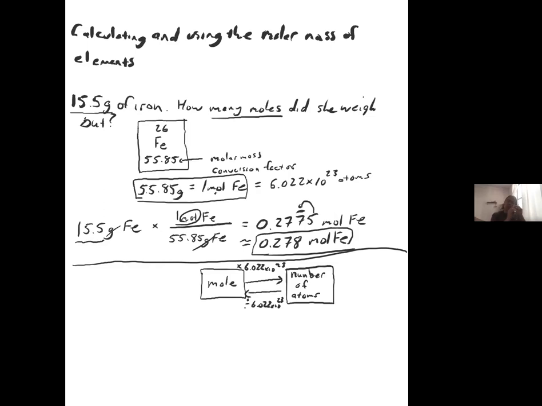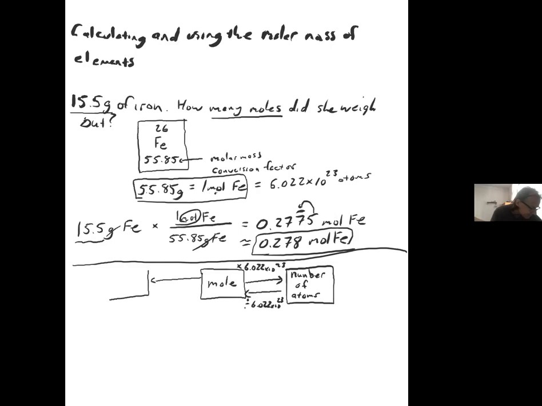But more commonly, the day in and day out life of a chemist or a biologist is really about figuring out how much something weighs, right? If you're a biologist or a biochemist and you're running a reaction, you're not gonna count the number of atoms. What you're gonna do is weigh things out and figure out how many moles there are. That's a much more common type of calculation. So the mole is also related to the mass, how much mass something has.